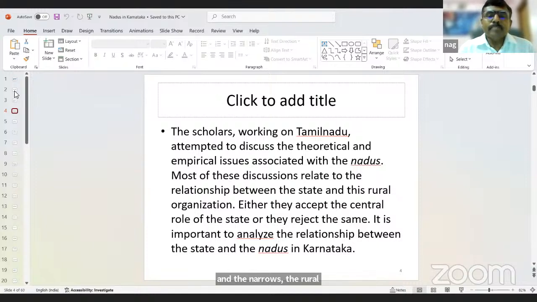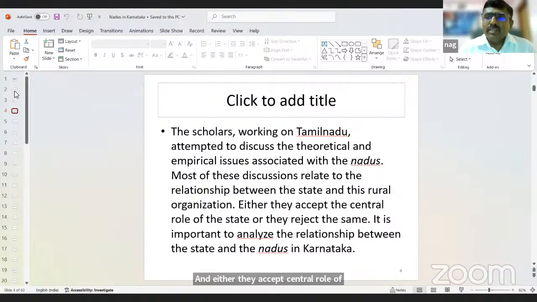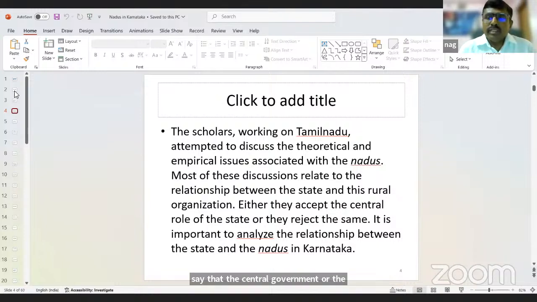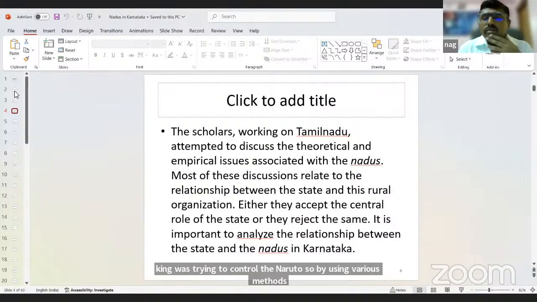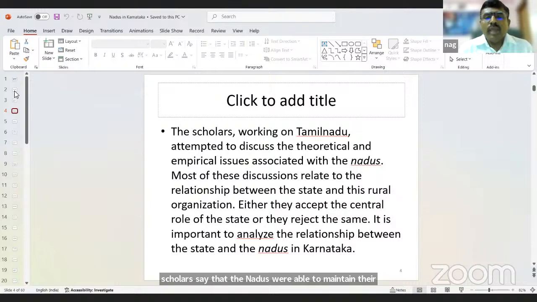So the question is whether the state was trying to control the Nadus or not, whether the state accepted the autonomy of the Nadus, and whether they accept the central role of the state or reject the same. Some of the works try to say that the central government, or the king, was trying to control the Nadu by using various methods, which would mean that the state was actually trying to control the Nadus. On the other hand, some scholars say that the Nadus were able to maintain their autonomy.